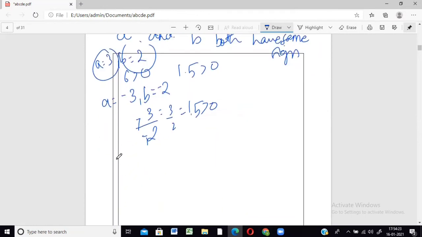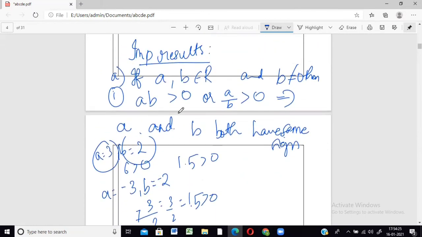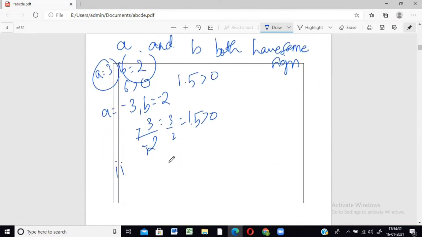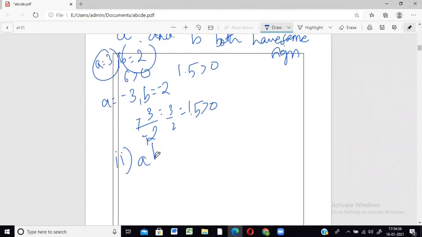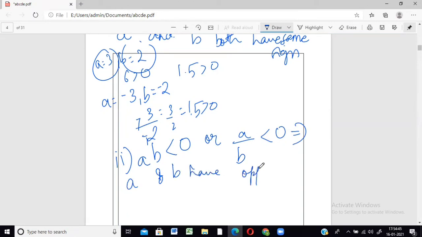Now the next result is exactly the opposite. This one was for when AB or A by B is greater than 0, and the next one will be for less than 0. For example, if AB is less than 0 or A by B is less than 0, which will imply A and B have opposite signs. Okay, A and B will have opposite signs.